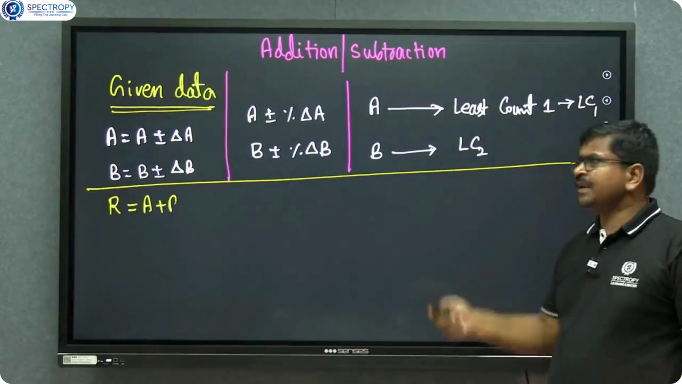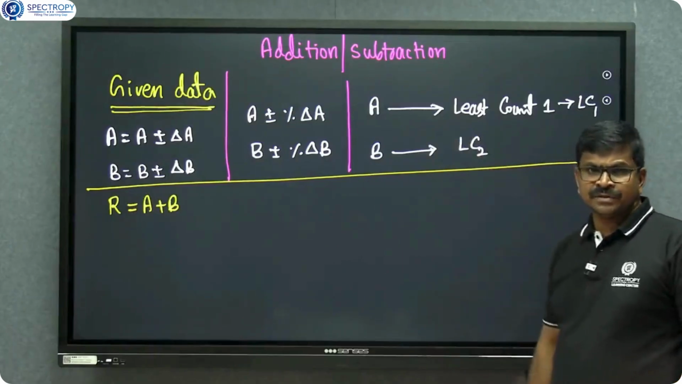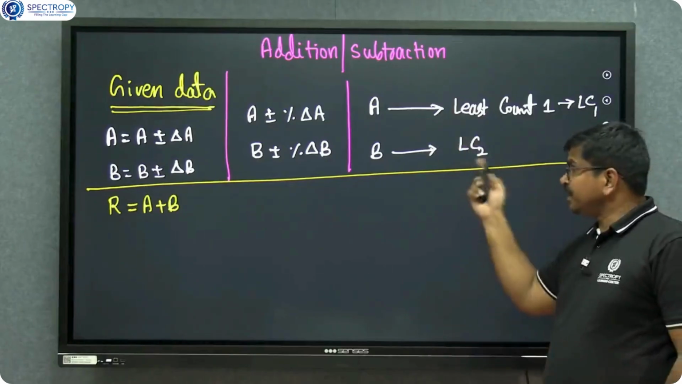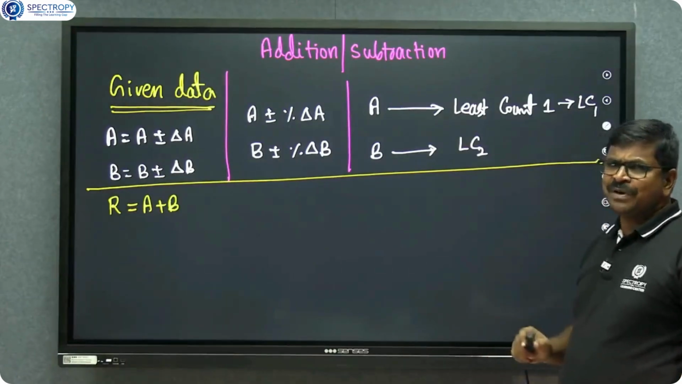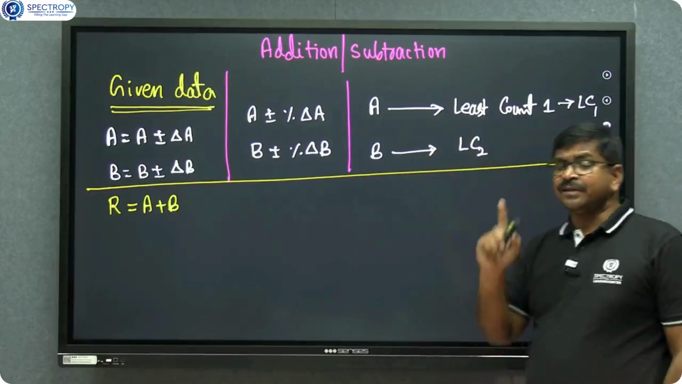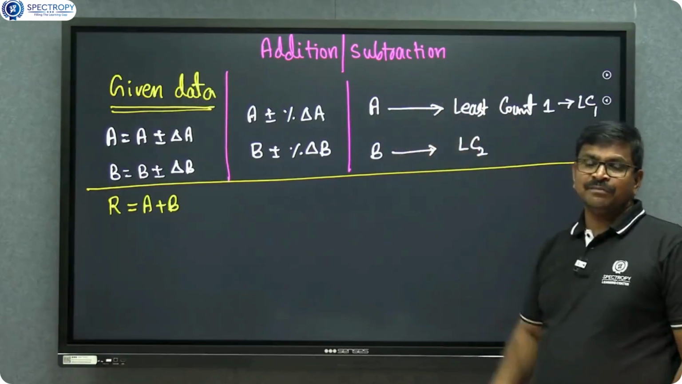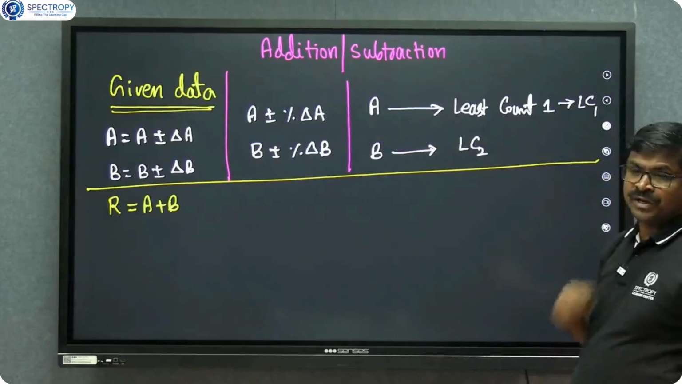They may mention something like this: this length is measured with a screw gauge, this length is measured with vernier calipers, this is measured with a millimeter calibrated scale or centimeter calibrated scale. Simple, they won't mention the error. So always remember, if they don't mention the error and just give the instrument, that means the least count will be the error for that, the maximum possible error. So that will be considered as the absolute error.